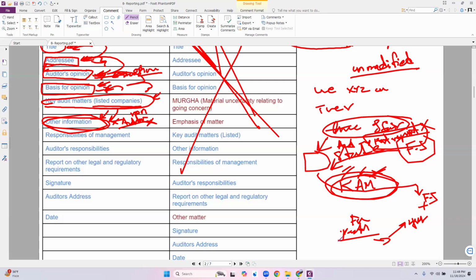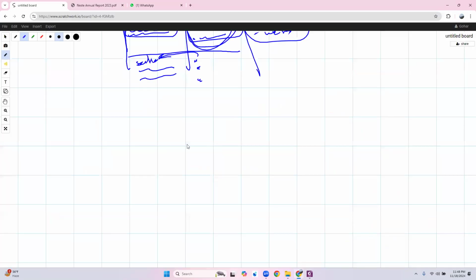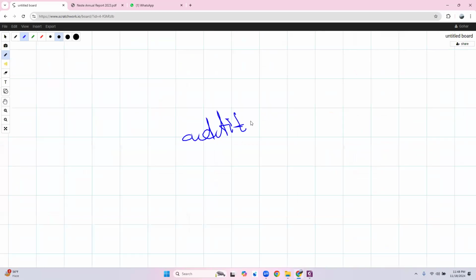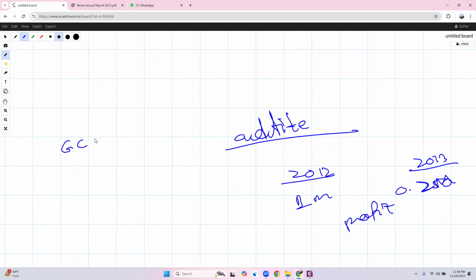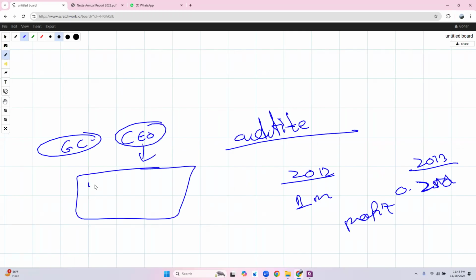Now imagine this situation. The auditor has audited the financial statements properly, and they know that in the previous year, the revenue of the company was 1 million, and in the current year, the revenue of the company is 250,000. This means 0.2 million. Overall, the auditor knows that the revenue and profitability of the company have fallen, whereas in the CEO's review, in the CEO's statement that has been given to the users, it is written that our company is getting its profitability up and running.